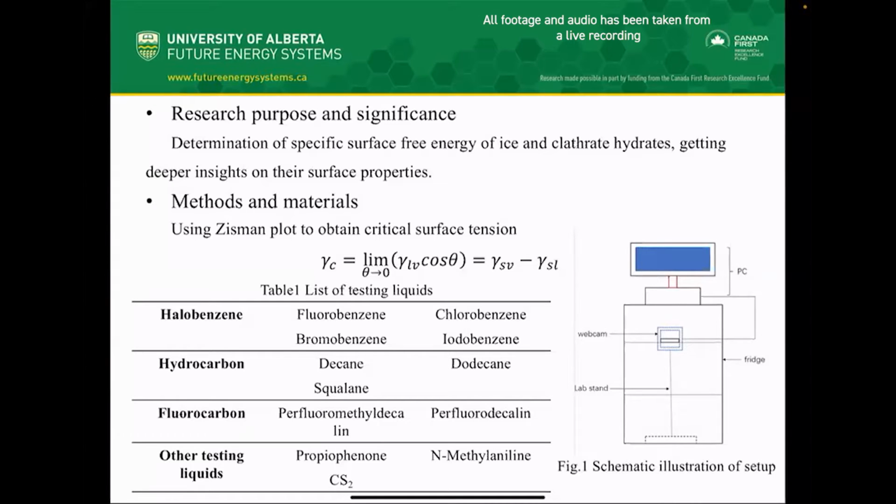And our method is to use a Zisman plot method to obtain the critical surface tension of a solid surface. Let's see these equations. If we write the Young's equation like this, and when the contact angle theta is approaching 0, at this time the liquid surface tension will be equal to the critical surface tension, denoted as gamma C, of a solid, and it is also equal to the difference between the interfacial tension of solid and vapor phase and the interfacial tension of solid and liquid phase.